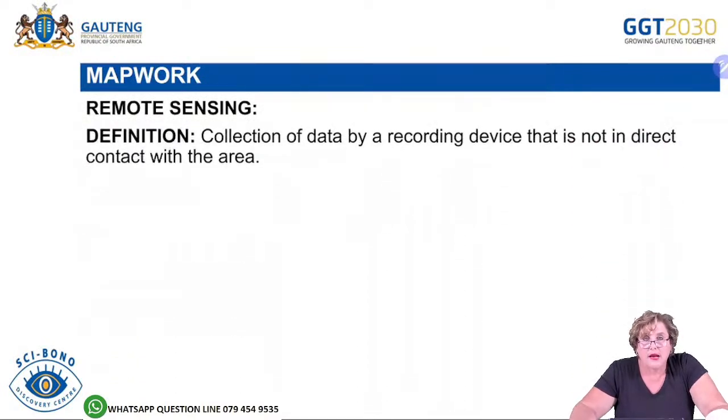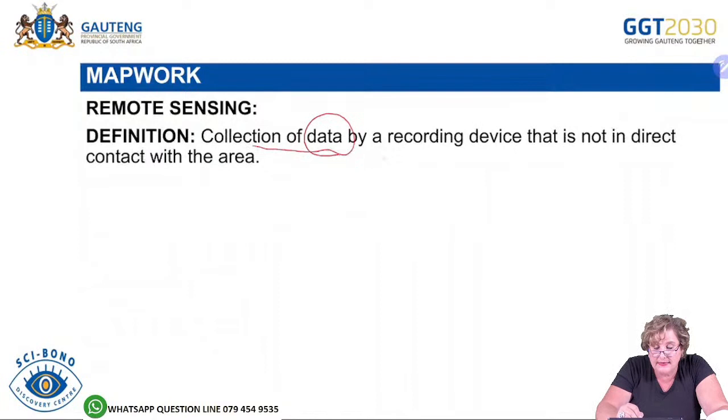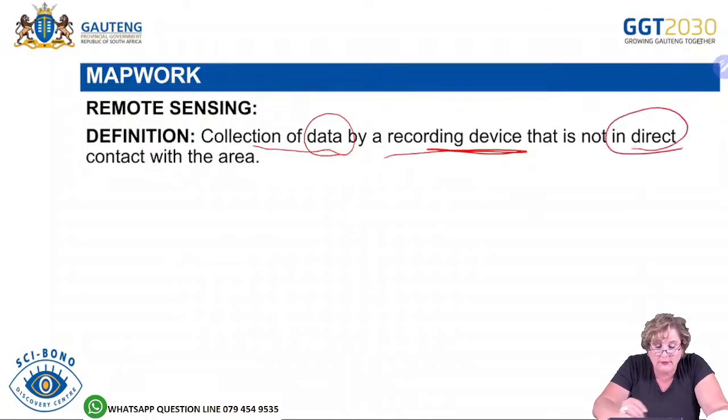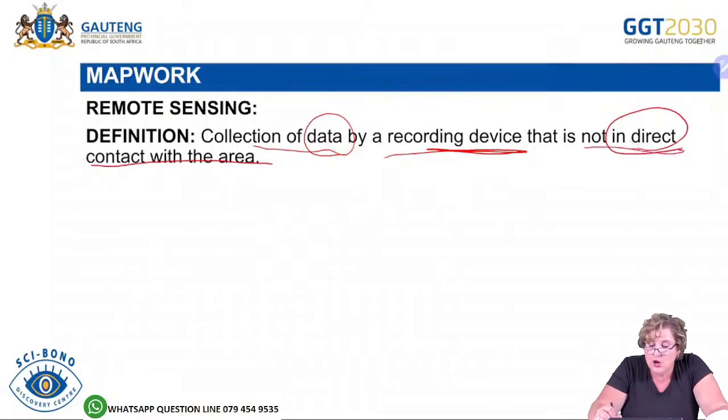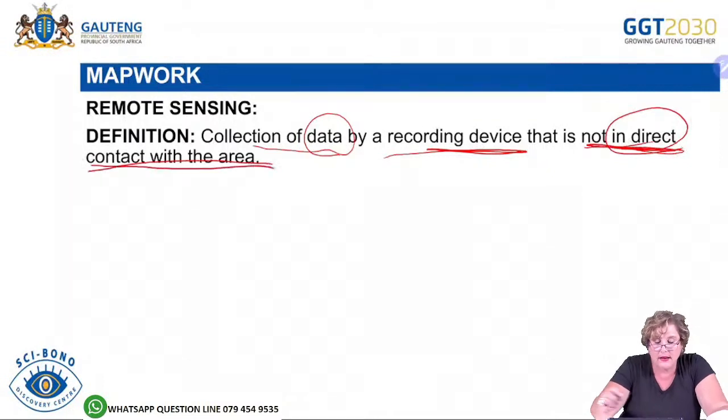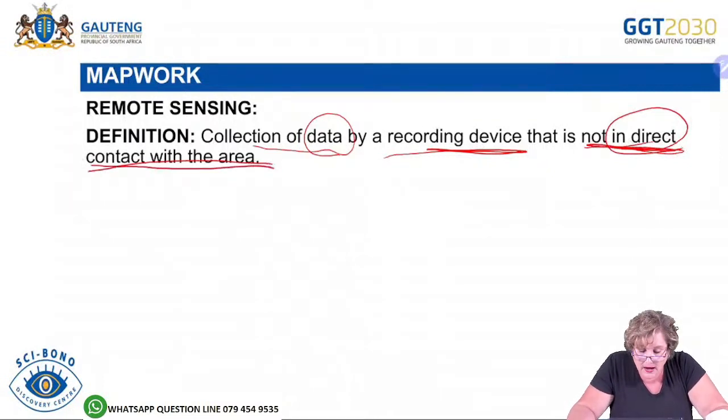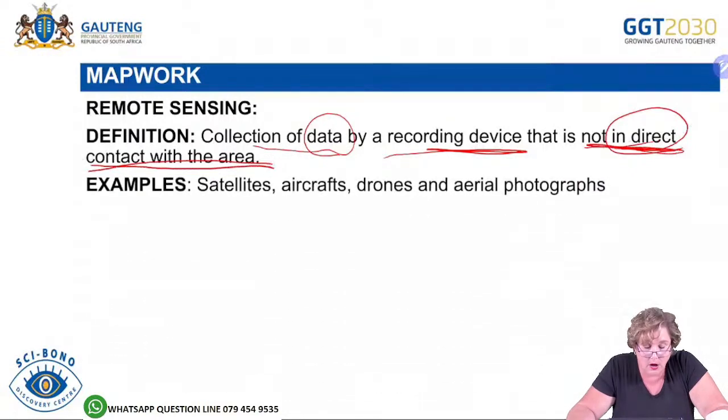Boys and girls, then we come to GIS, remote sensing. First of all, know this concept for 2 marks. What is remote sensing? It's a collection of data by a recording device that is not in direct contact with the area. Our keywords here are not in direct contact with the area. So it's a device where I record data, but I'm not in direct contact with the area or the object.